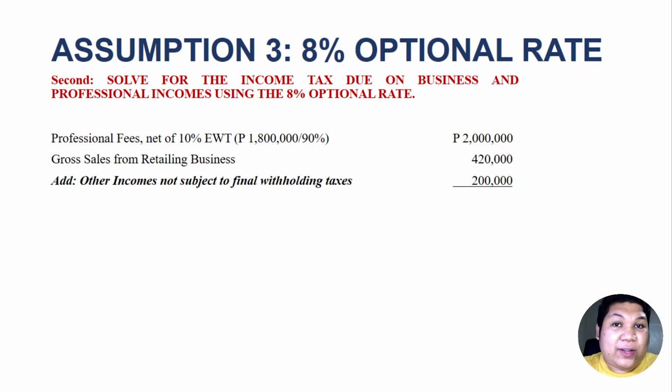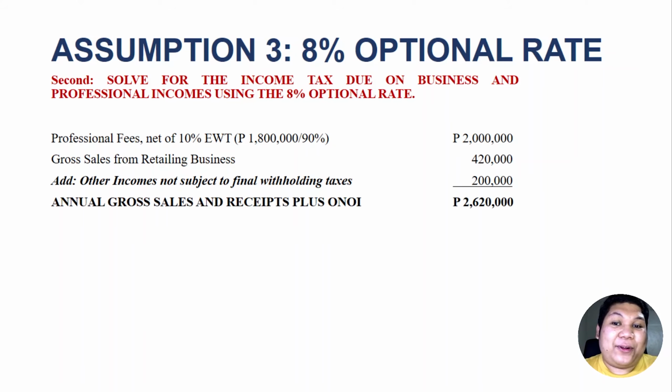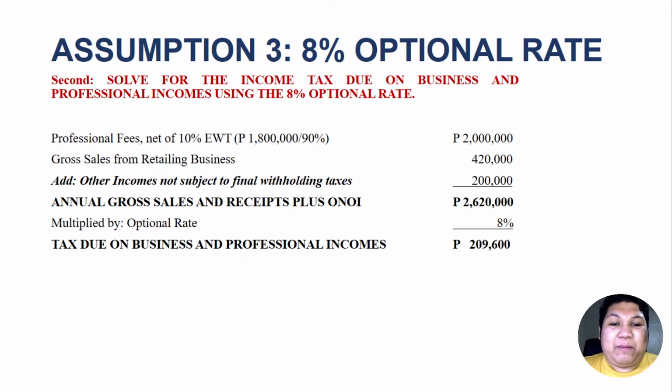Hence, we will add the 200,000 pesos here to get the annual gross sales and receipts, plus other non-operating incomes, a total amount of 2,620,000. So obviously, Juan's annual gross sales and receipts do not exceed 3 million. So he's qualified for the 8% optional rate. And then we can now multiply by the 8% optional rate to get the tax due on business and professional incomes of 209,600 pesos.